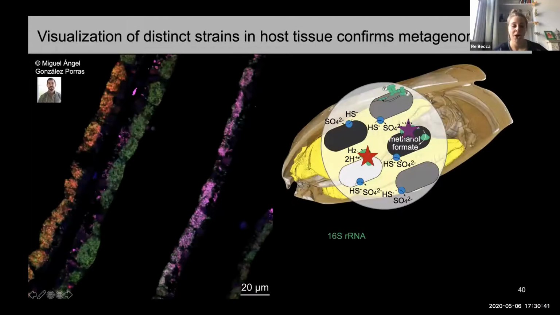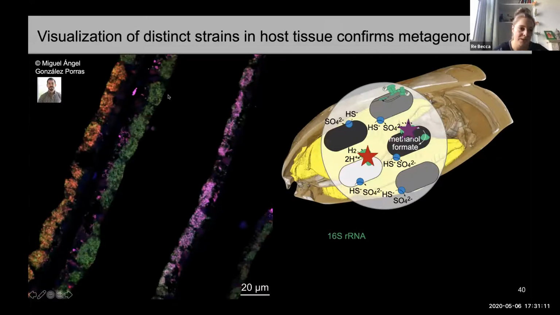Now, for all of you who are not so much into the bioinformatic part of the analysis, I have some visual treats, which unfortunately is not my work. But it's the work of Miguel Angel Gonzalez Porras, who has developed this fluorescence in situ hybridization approach, or gene fish, where you label single genes or gene clusters within the natural tissue, basically. And he has really mastered this method.